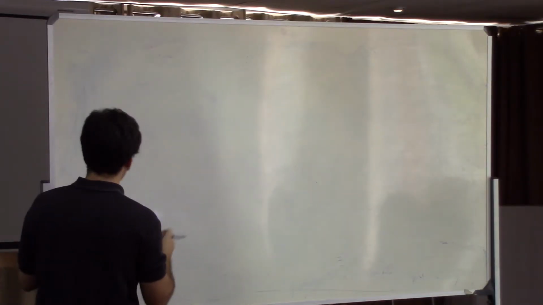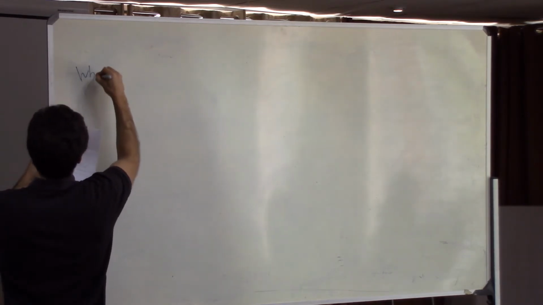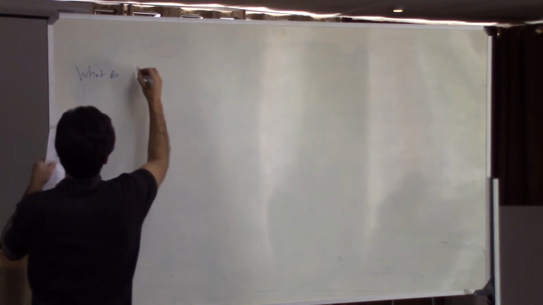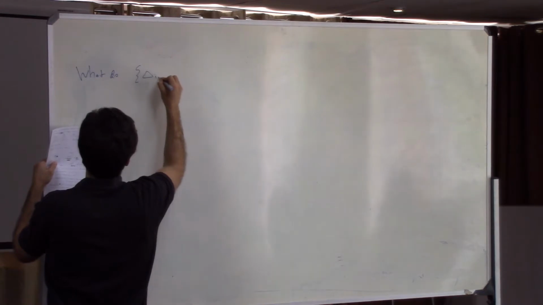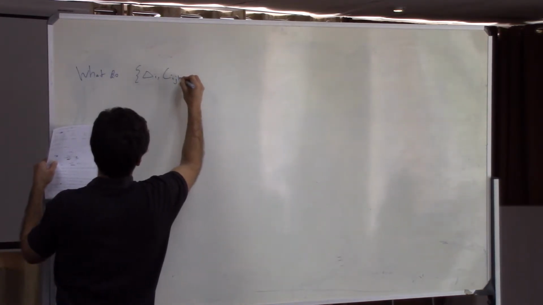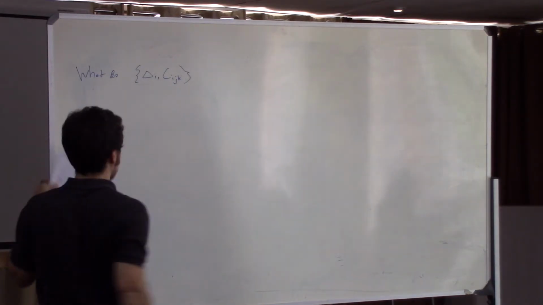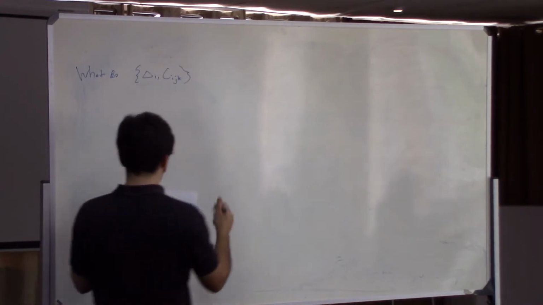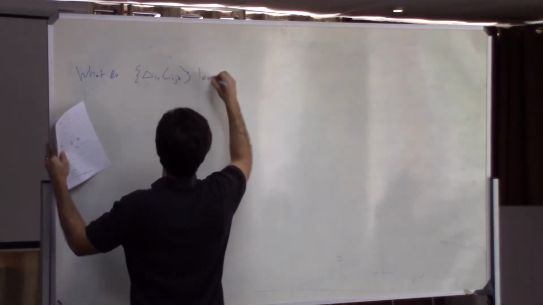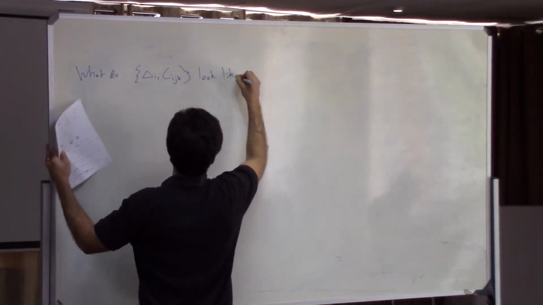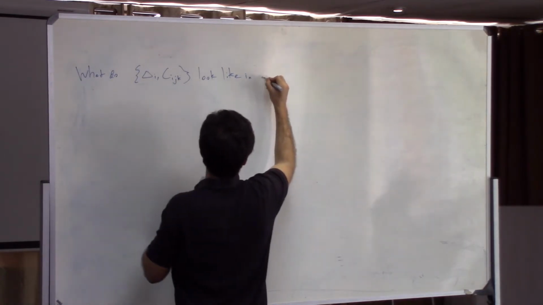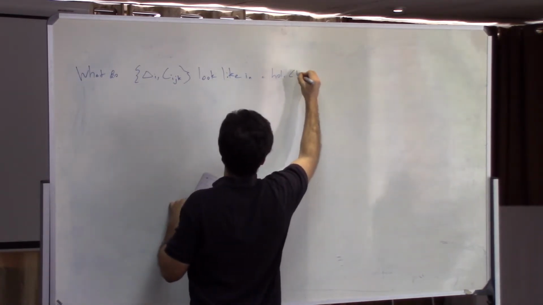So let me make a sharper version of this question that I just asked. The sharper version is something like the following. What do the spectrum of operator dimensions and OPE coefficients, that is to say, the CFT OPE data, look like in holographic CFT?